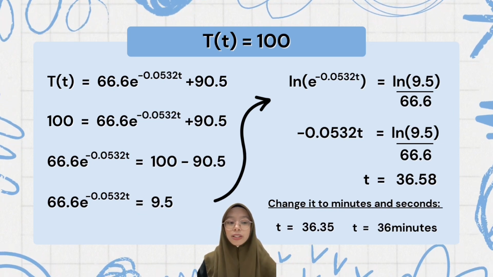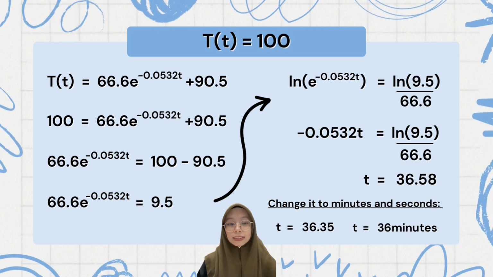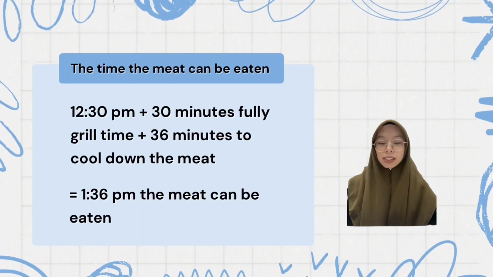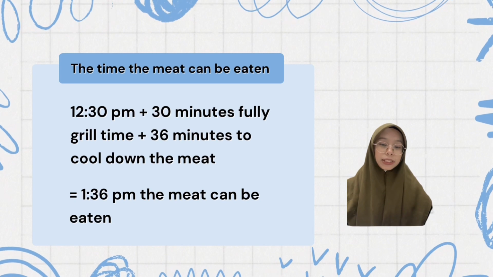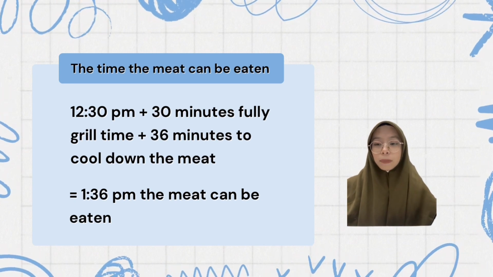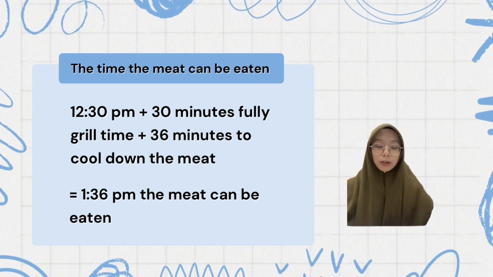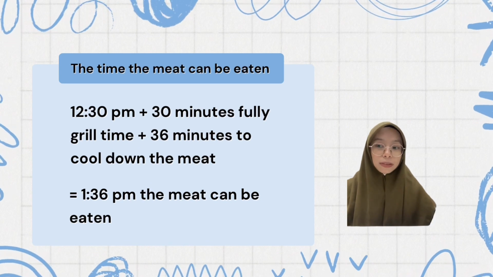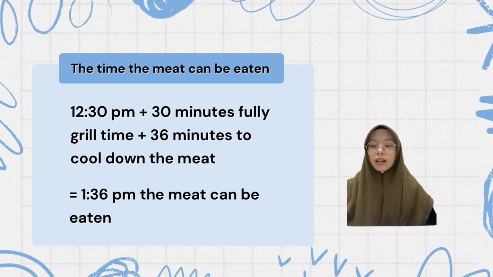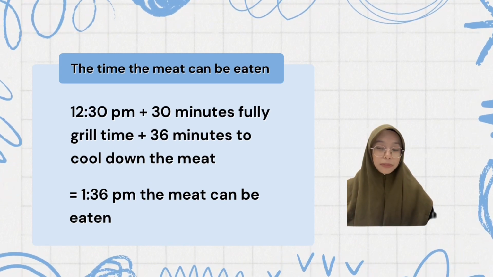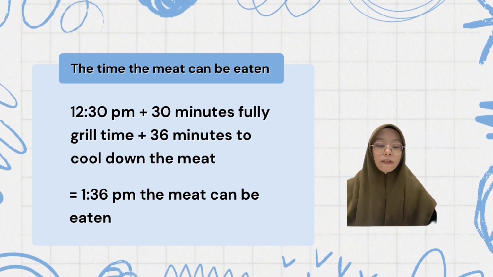Then we change it to minutes and seconds. So the answer is t equal to 36 minutes. And the last one is the time the meat can be eaten. So 12:30 p.m. plus 30 minutes of fully grilled time of the meat plus 30 minutes to cool down the meat. So we got the answer of 1:36 p.m. that the meat can be eaten at 100 Fahrenheit.